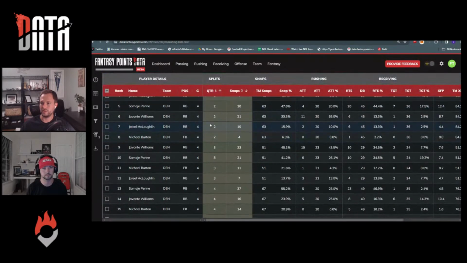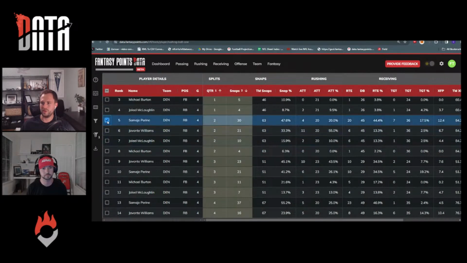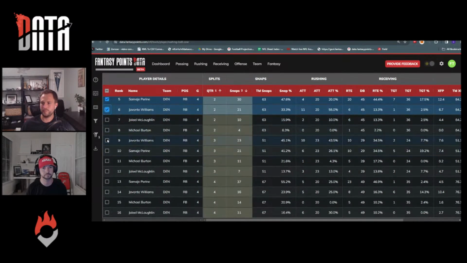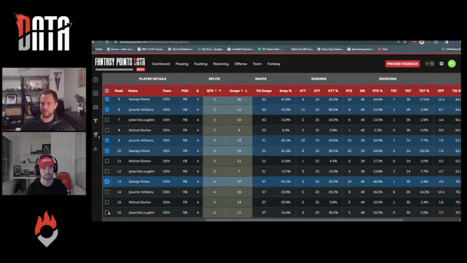And then we get into the second quarter. Now we saw a lot of P. Ryan. I'm guessing that's the 2-minute drill and stuff like that. But still Javonte. And then third quarter, still Javonte, Samaje Perine. And then finally in the fourth quarter is where we see a lot of Perine. Javonte comes way down.